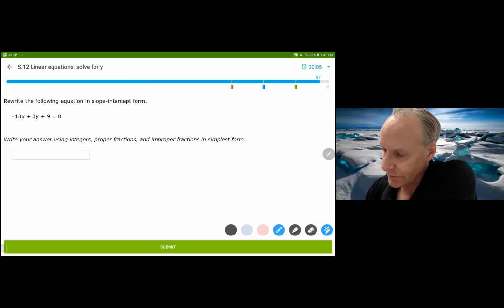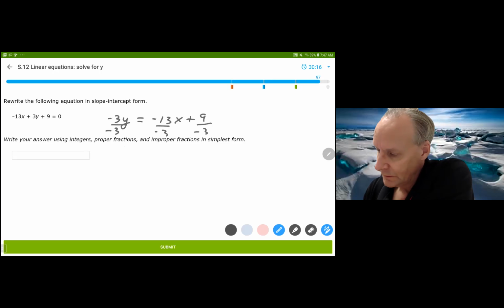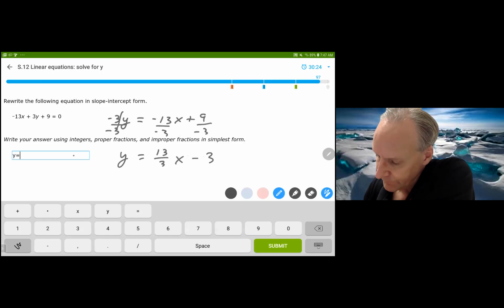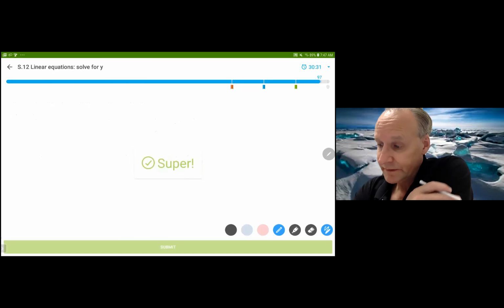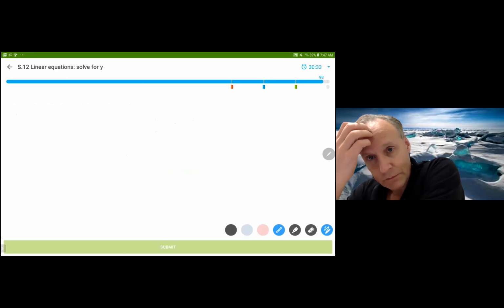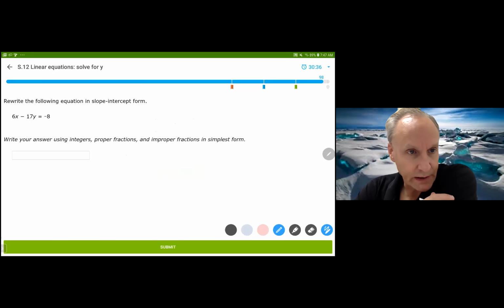I could subtract the 3y. I think that's what I'm going to do. Minus 3y equals negative 13x plus 9. And we're going to divide everything by negative 3. It would have been just as easy to do it the other way, but that's 13 over 3x minus 3. I'll tell you, I'm not going to forget to space that subtraction out again.